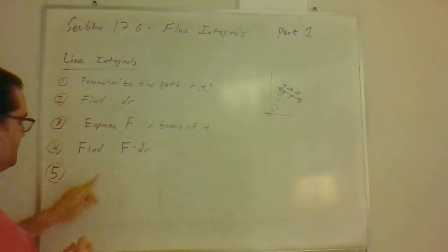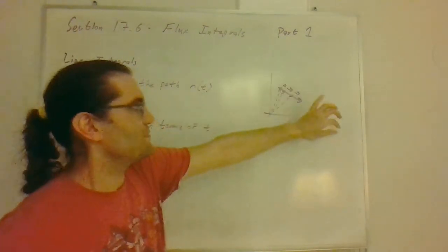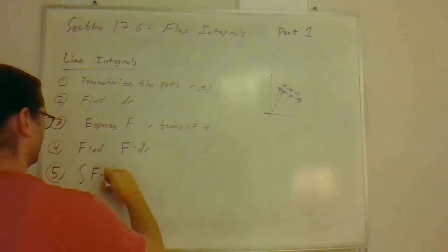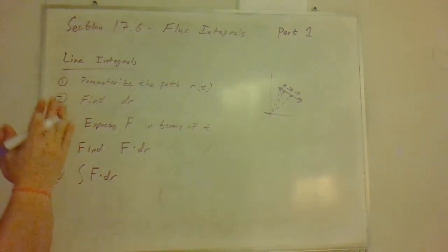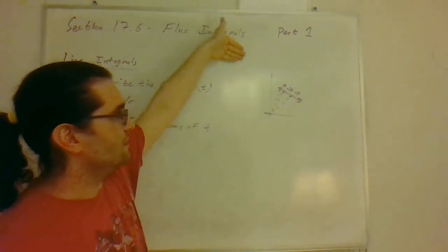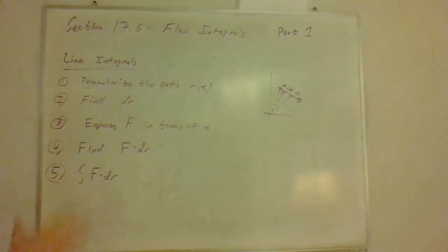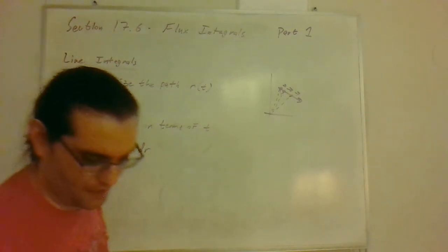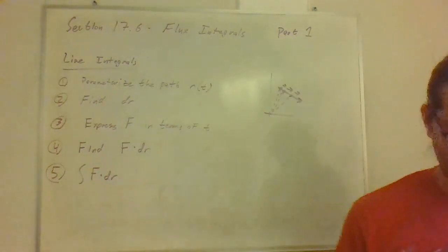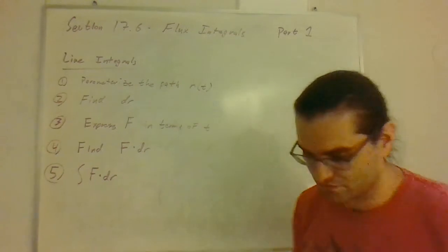And then, because this gives us a sense of that for each individual tiny little point along this path, we need to integrate f dot dr to get the total work done by the vector field along this path. So this is line integrals, and it is all about going along a path. Here's what's going to change when we start doing flux integrals.